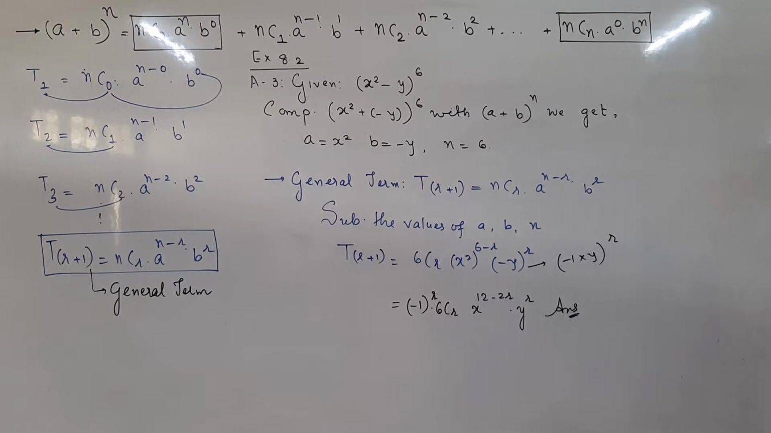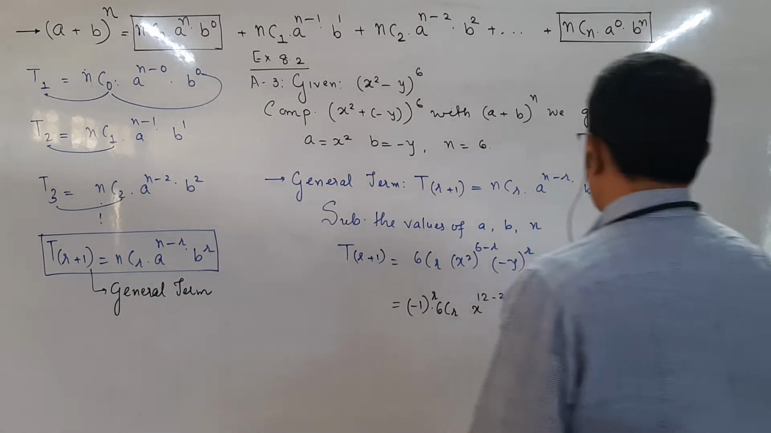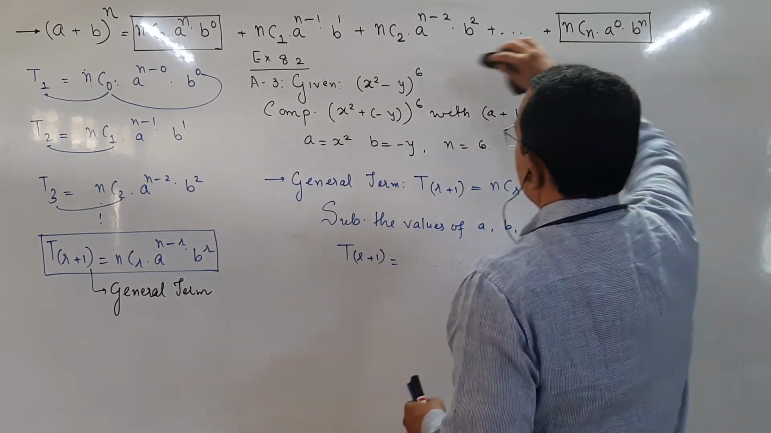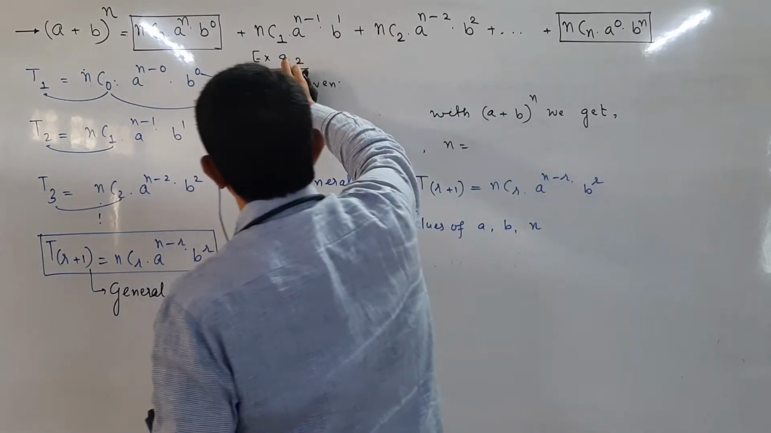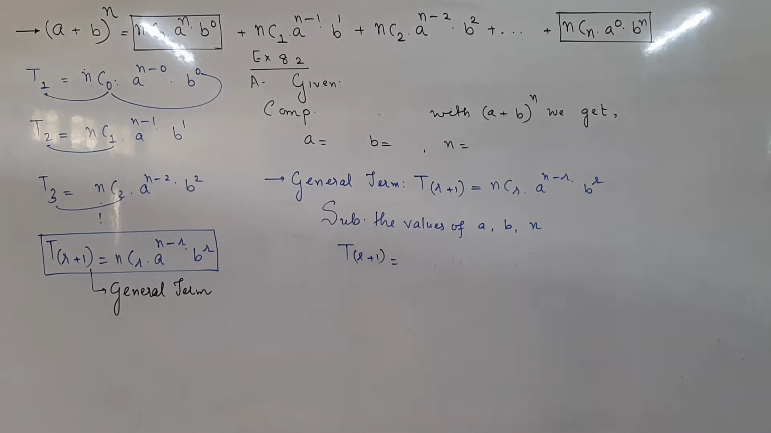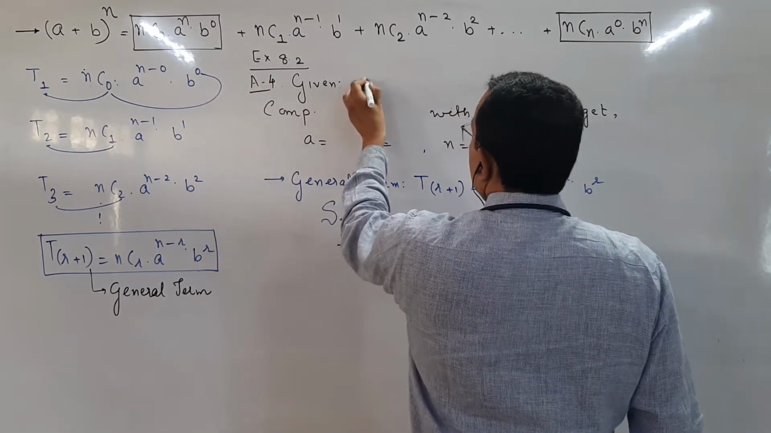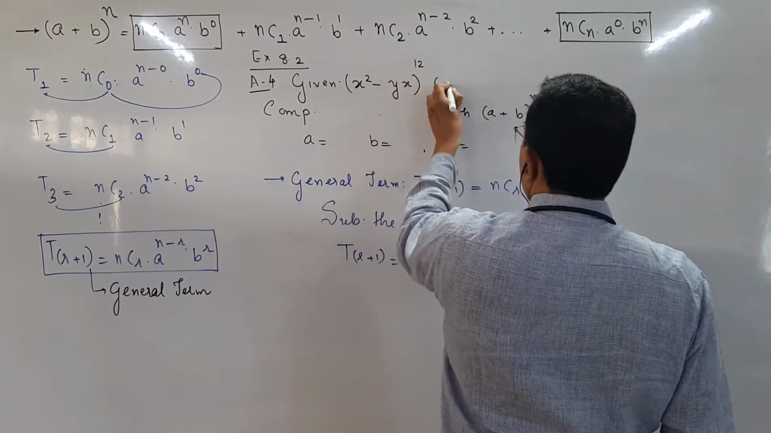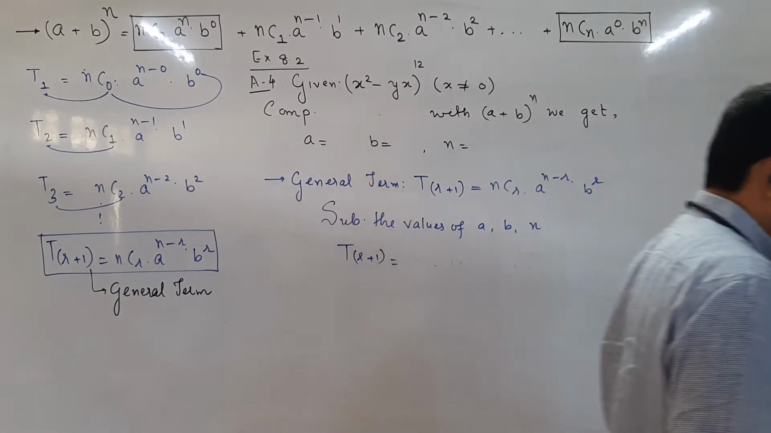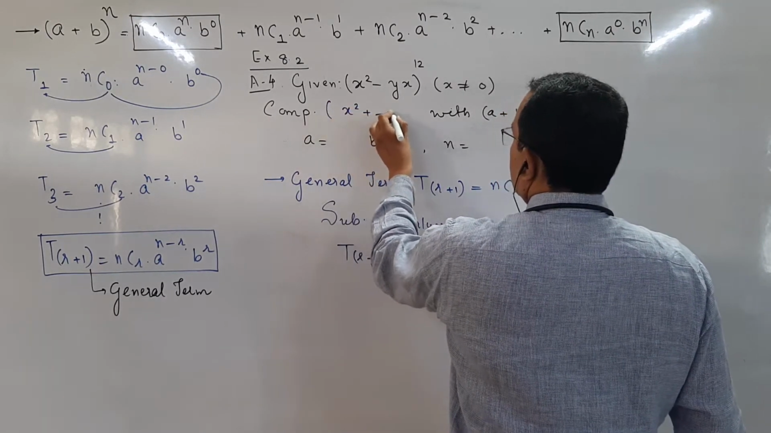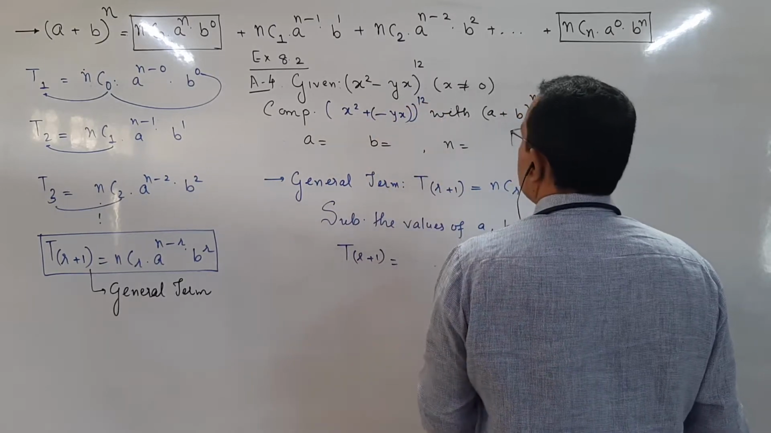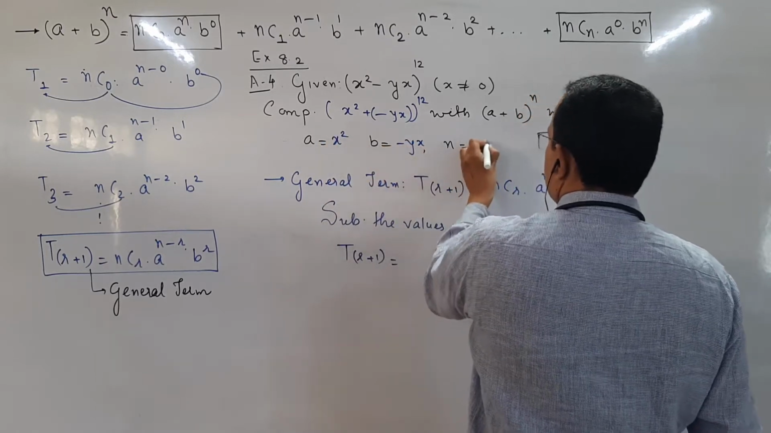It is (x square minus yx) raised to 12. So, students, pay attention. I'm erasing this much. The values of a, b, and n will definitely change. And this is answer 4. (x square minus yx) raised to 12. And x is a non-zero value, because if x is zero, then we can say the expansion vanishes. So comparing (x square plus minus yx) raised to 12 with (a plus b) raised to n, a is x square, b is minus yx, and n is 12.